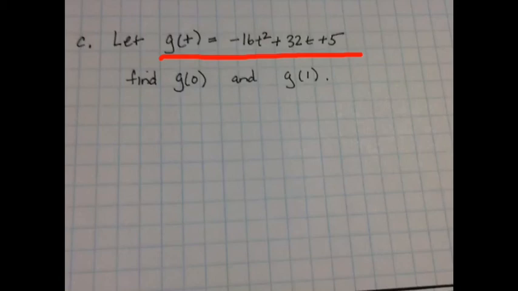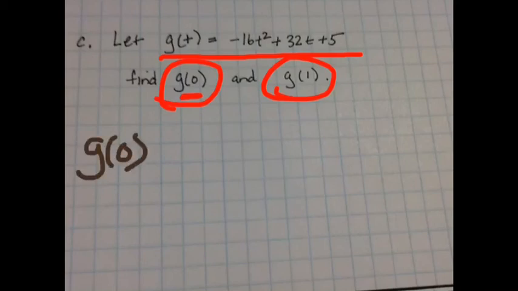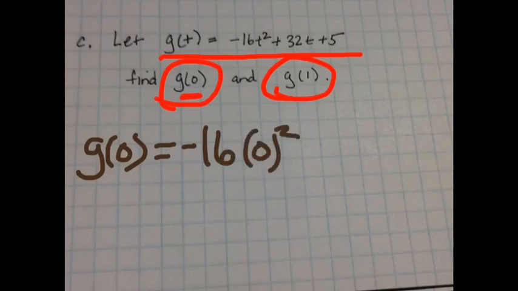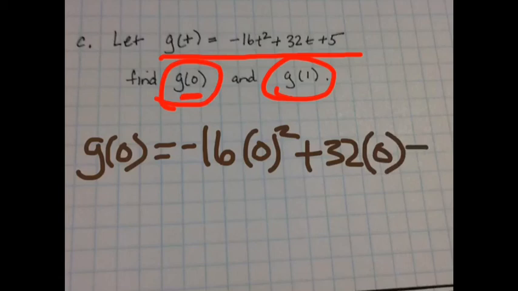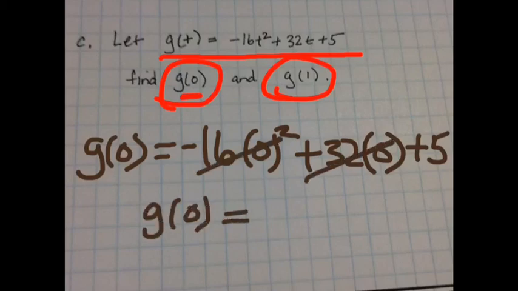Instead of f of x, we've got g of t, but notice that t is all in here. And again, we're asked to find what is the function value when the variable, in this case t, is equal to 0, and here what is the function value when t is equal to 1. We would do exactly what you think we'd do. In this case, let's use the brown one, g of 0 is simply negative 16 times 0 squared, notice I'm putting 0 in for t, plus 32 times 0 plus 5. This is an easy one because 0 times anything is 0. These terms go away, and I simply get that g of 0 is equal to 5.